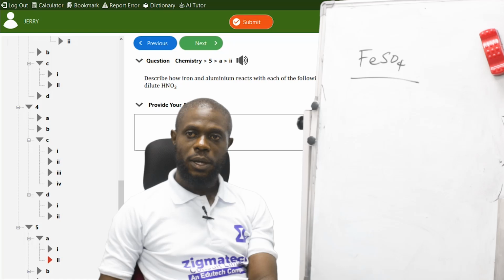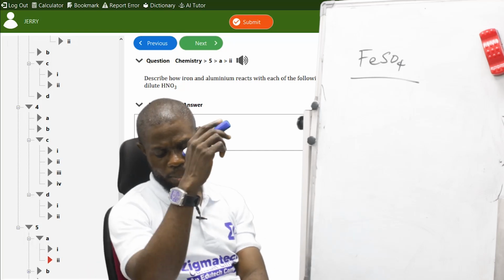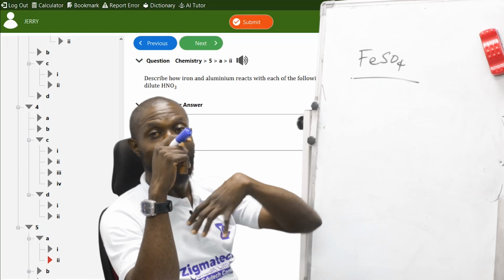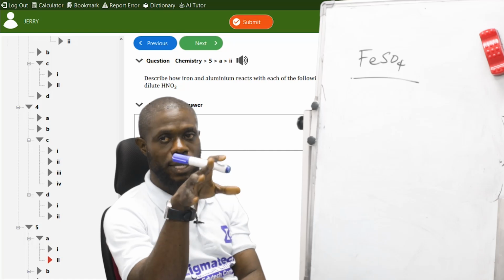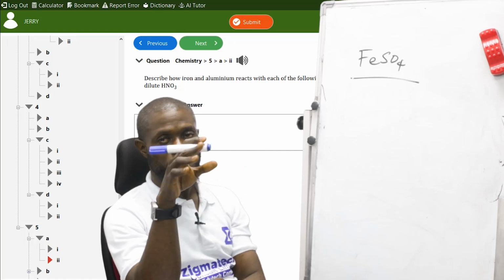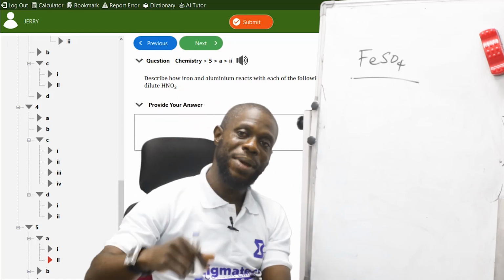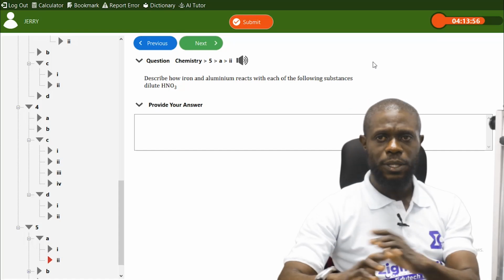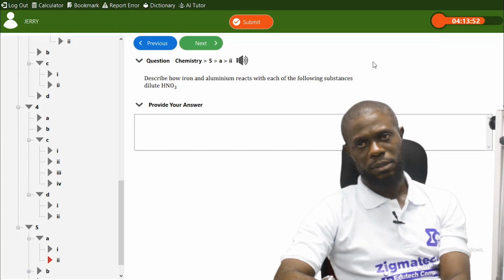Describe how iron and aluminum react with each of the following: dilute hydrochloric acid. The same thing. Iron dissolves to liberate hydrogen. But in aluminum, there's no reaction. When a metal reacts with an acid, it liberates hydrogen. That's one of the characteristics of metals.